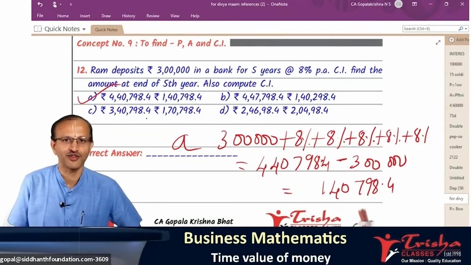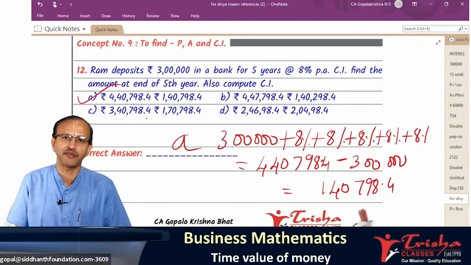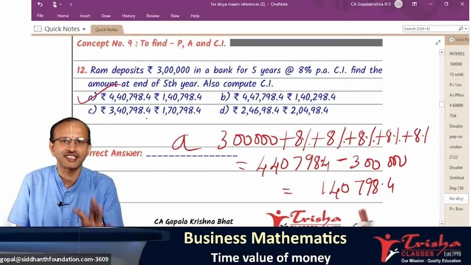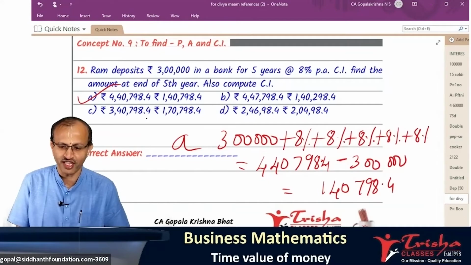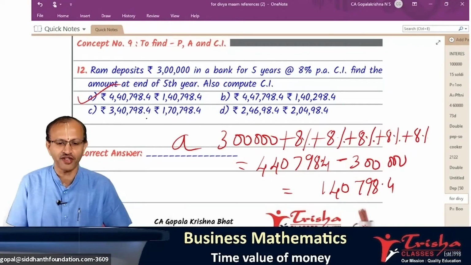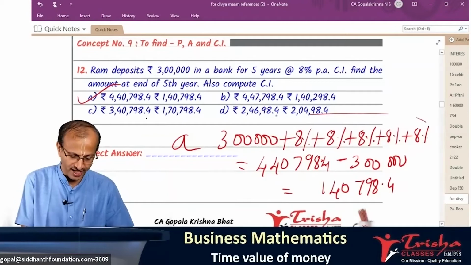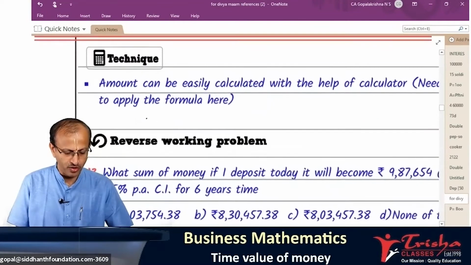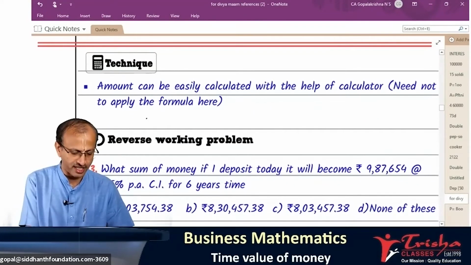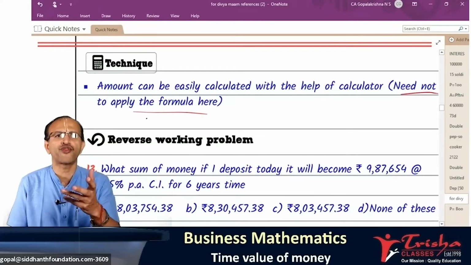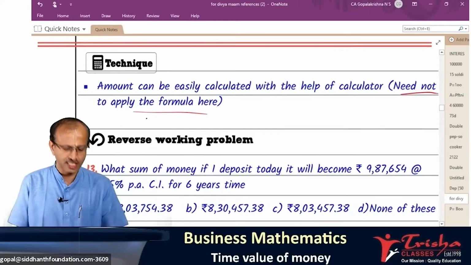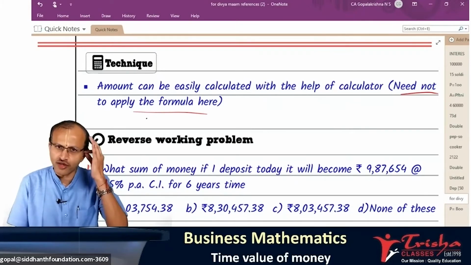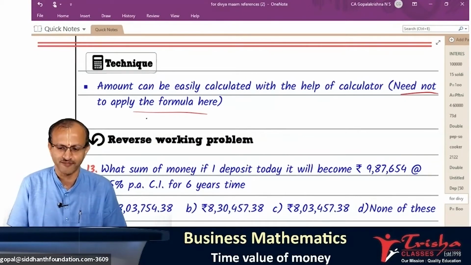So finally we learnt that though it looks like a big formula to you, it is very easy on your calculator, because your calculator knows how to calculate the amount and CI using CI logic. Shall we go further, students? Everyone has tried this. In the notes I have given, the amount can be easily calculated with the help of a calculator, and you need not apply the formula because it is only a 4-5 year problem. These notes will be sent to you, but I request all of you to write the notes again, otherwise you will forget after some days.